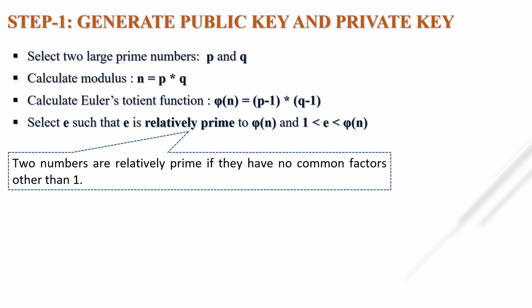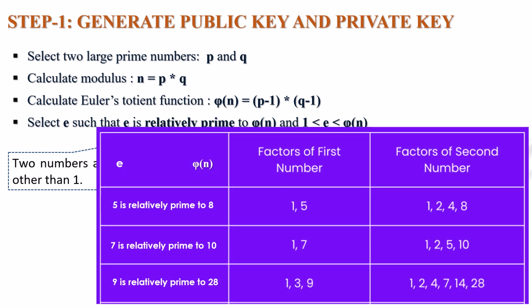Let us see with the help of an example. Suppose this is the value of E on the left hand side, and suppose the value of the totient function is there on the right hand side. So I can say 5 is relatively prime to 8. How? What are the factors of 5? 1 and 5. 1 5s are 5, 5 1s are 5. Next, what are the factors of 8? 1 8s are 8, 2 4s are 8, 4 2s are 8, and 8 1s are 8. Here you can see the common factor is only 1. There is no common factor other than 1. That's why I can say 5 is relatively prime to 8.